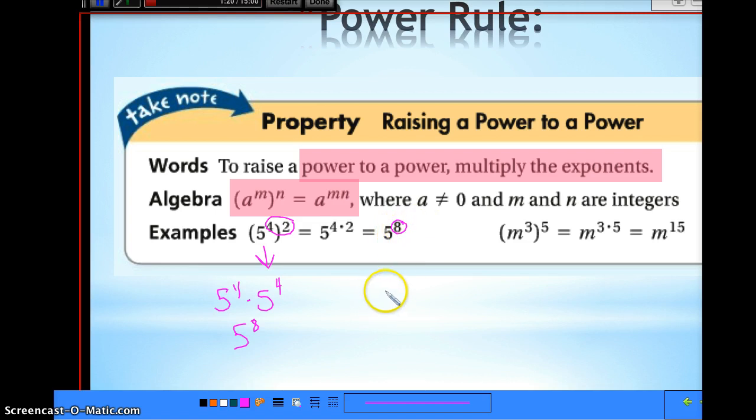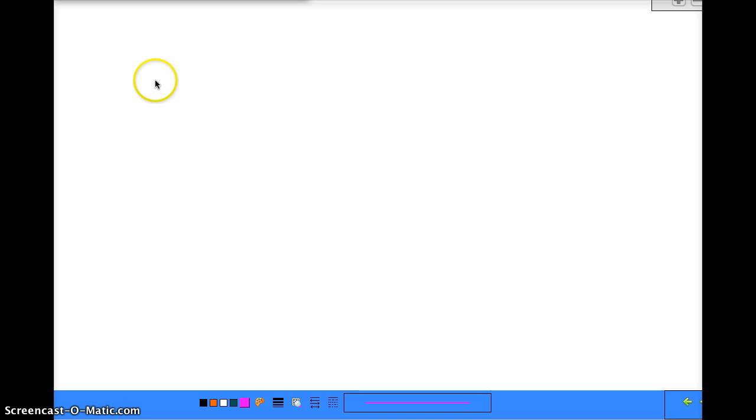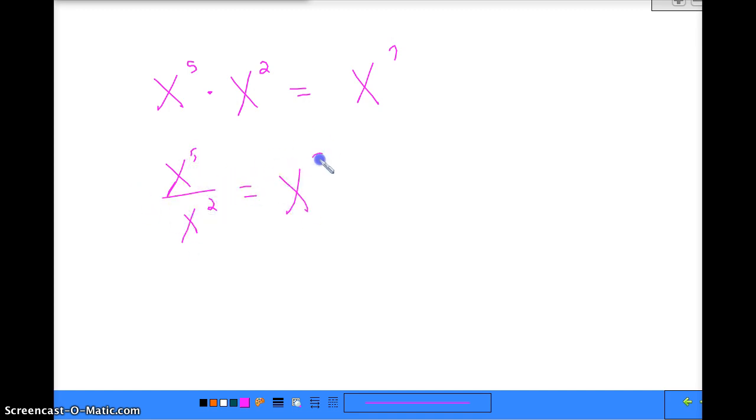Okay, let's do a quick review on this. When you multiply them together, like let's do x to the 5th times x squared, when you multiply, you add the exponents. When you divide, you subtract the exponents. And when you raise a power to a power, you multiply the exponents, which is not 7.